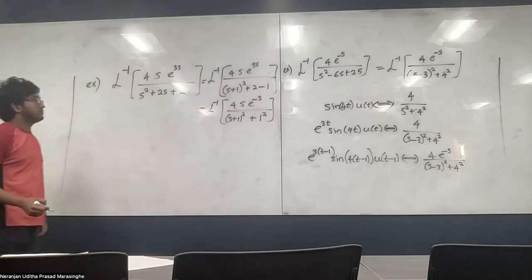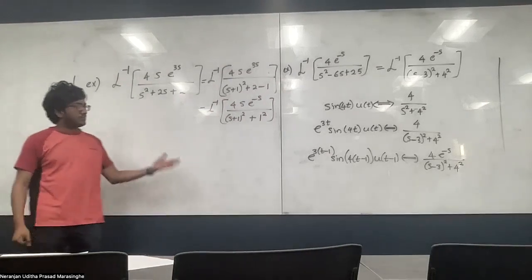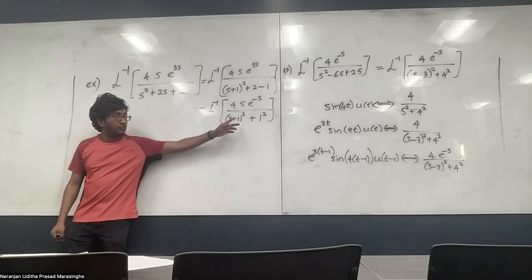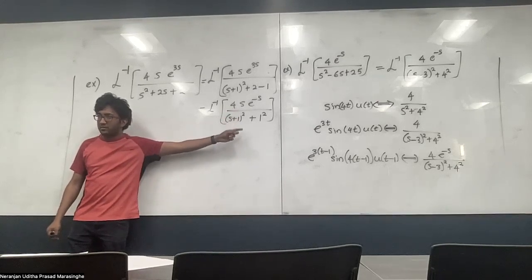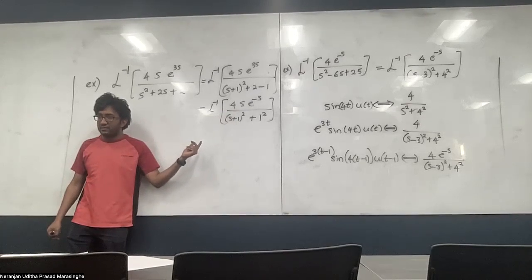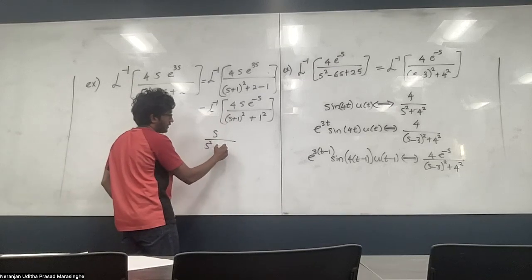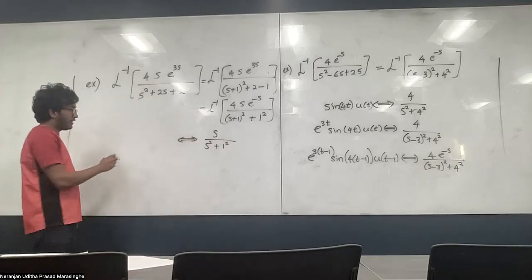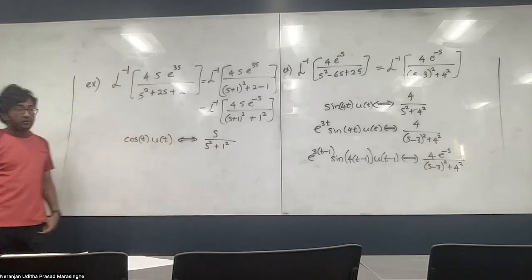What should I consider first? What terms can I forget at the initial step? I can forget the exponential, and I would forget this plus 1. So I would consider only s divided by s squared plus 1, because I know the inverse Laplace transform is that. What is the inverse Laplace transform of this function? Cosine. It is cosine t u(t).